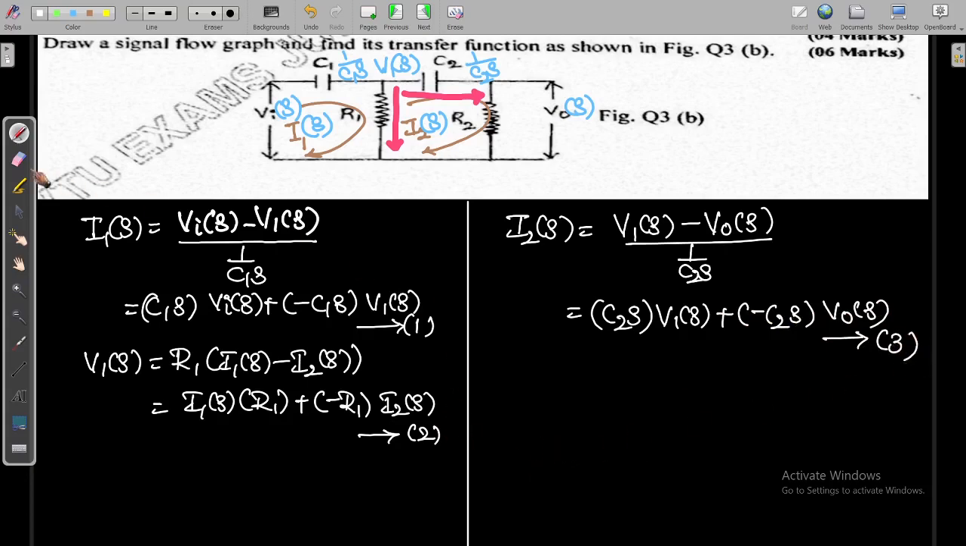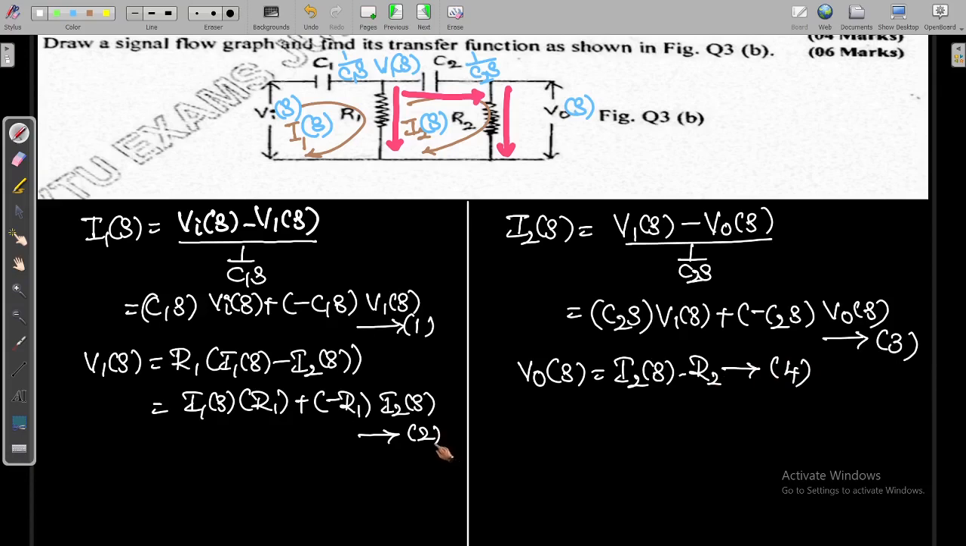Next, this is another branch. What is the other branch we have? V0 of S is equal to I2 of S into R2. So this is equation number 4.